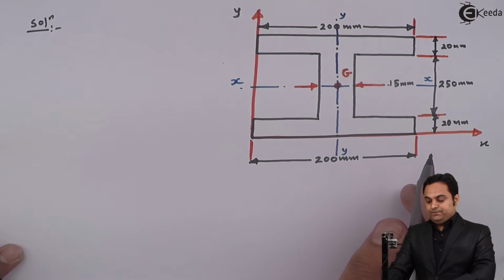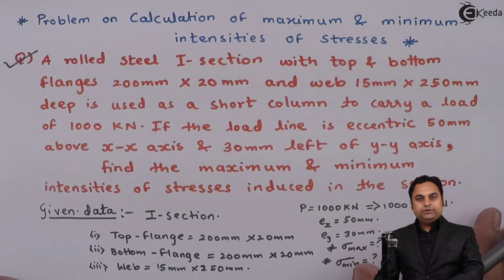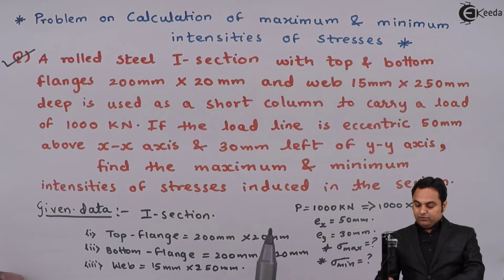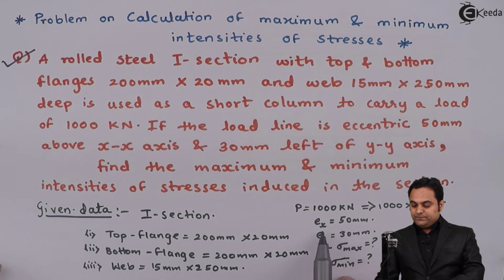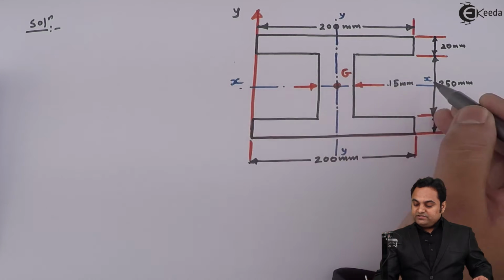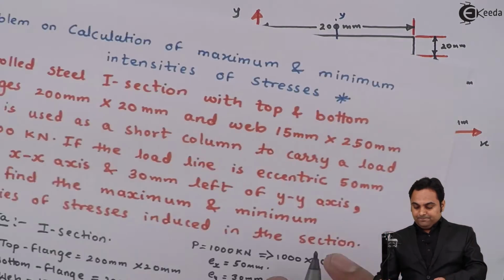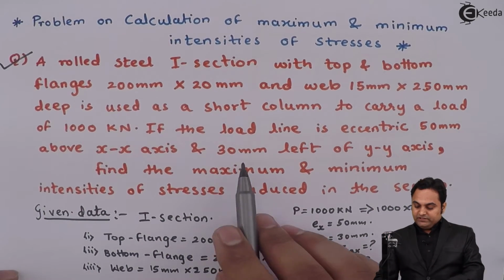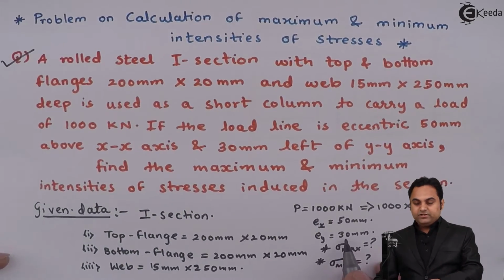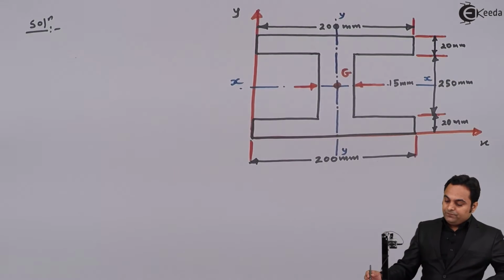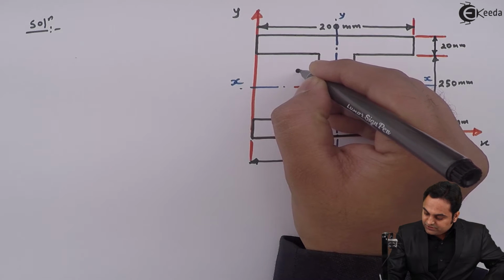Now, in the solution part, after drawing the I section, here it is said that a load of 1000 kilonewton is placed at eccentricity from the x-axis. The load is at 50 mm distance, so eccentricity with respect to x, this is the x-axis, 50 mm above that we have the load, and with respect to y, it was given that 30 mm left of the y-axis. So this 30 mm distance is to the left of y. So I can say that the load would be placed somewhere here.